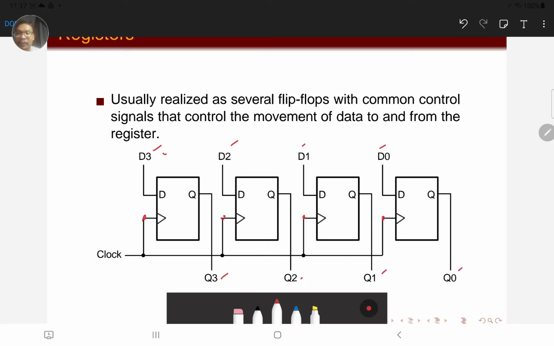So for example here, if we put 0, 1, 1, 0 on D, and we give a positive edge of the clock, all at the same time, what will happen is the Q at the positive edge of the clock will become 0110. Basically it's just a transfer of data from a 4-bit D to a 4-bit Q.